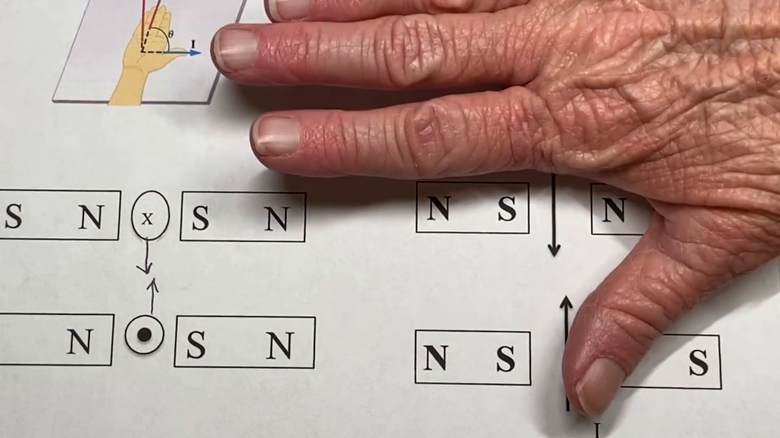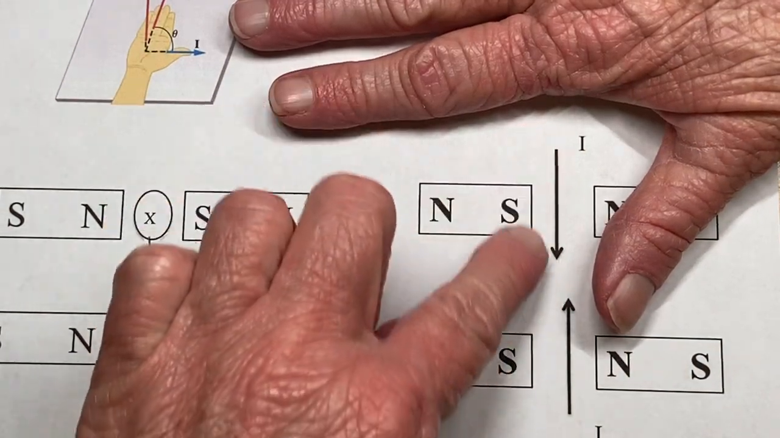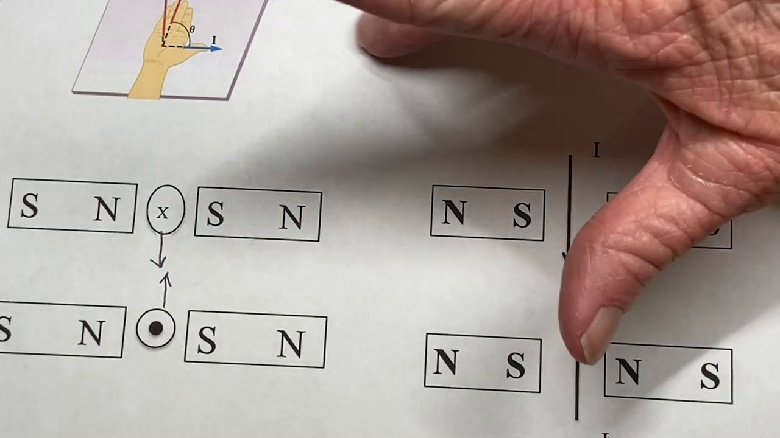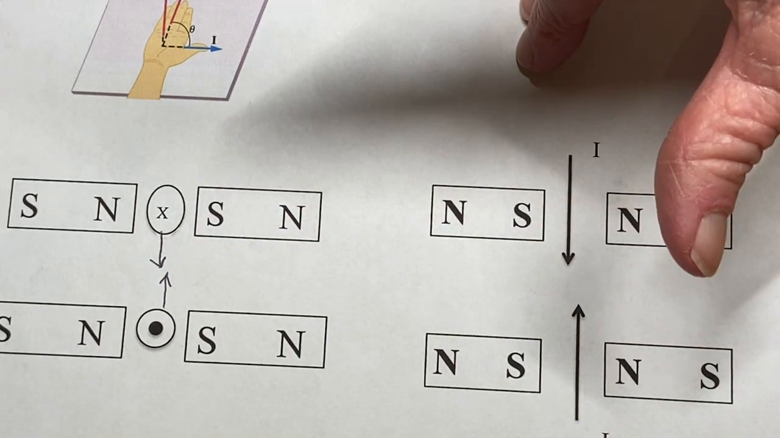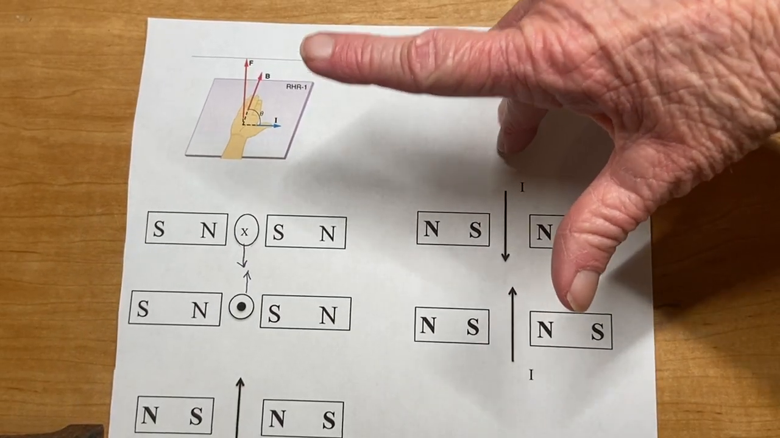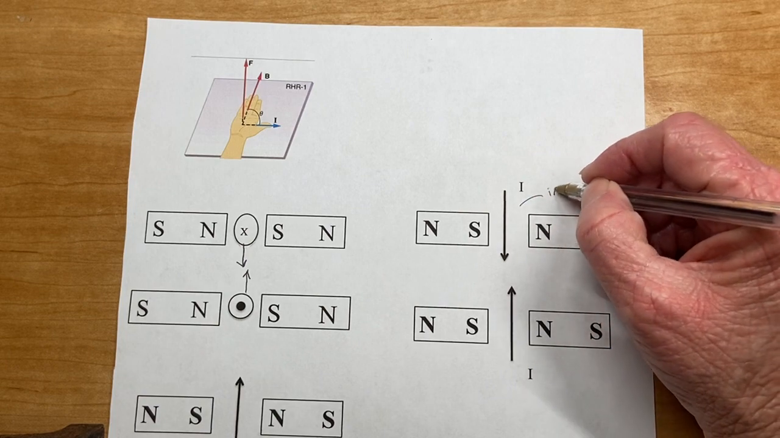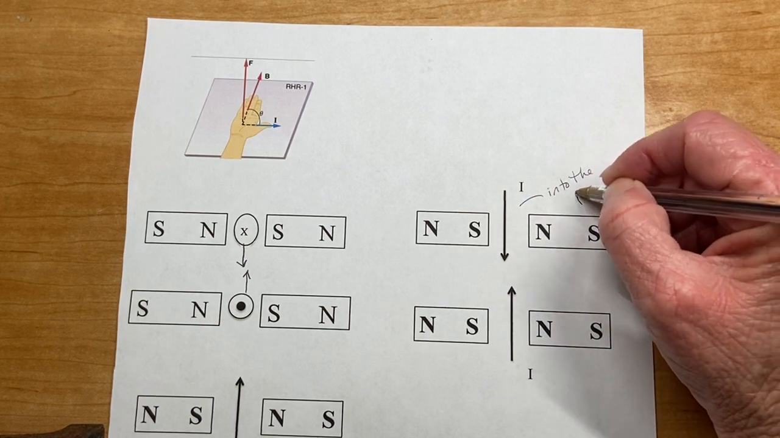But this time my thumb, instead of being on the end, I'm gonna have it flat because it's pointing the direction of the current. So when I bend my fingers, they're actually pointing to the ground. That would mean the wire would be pressing down, and we call that into the page.